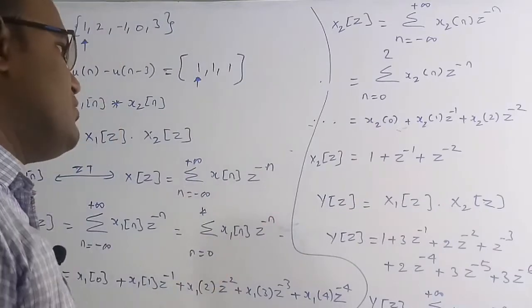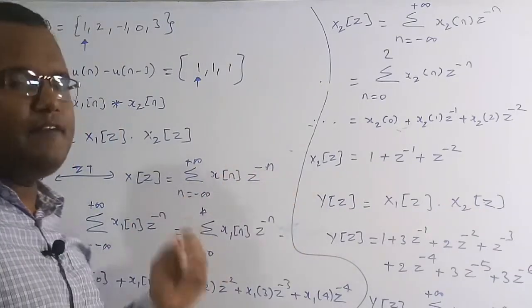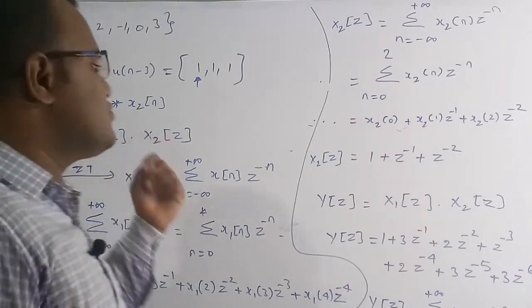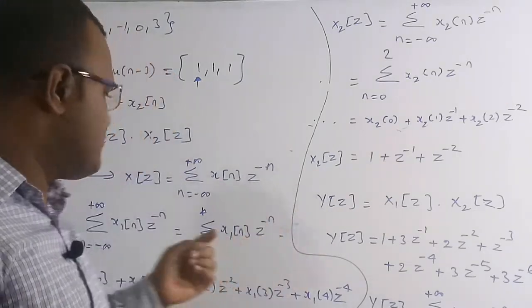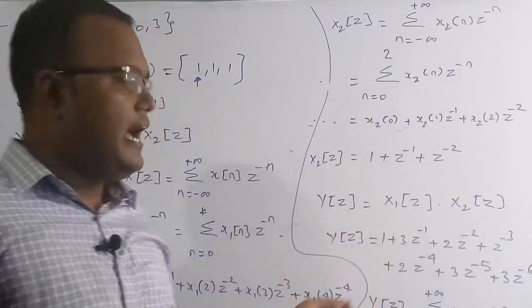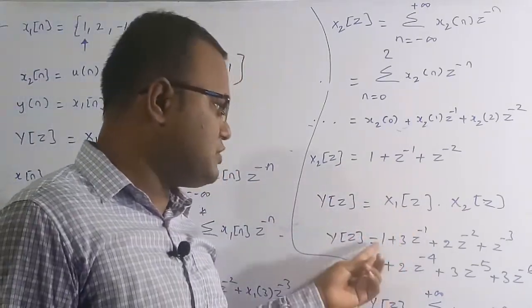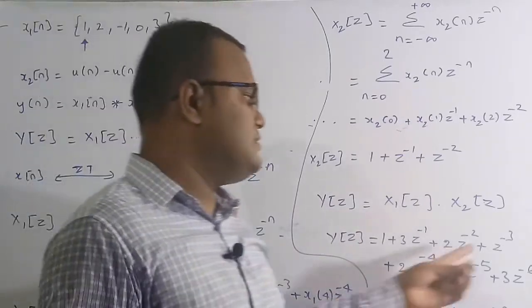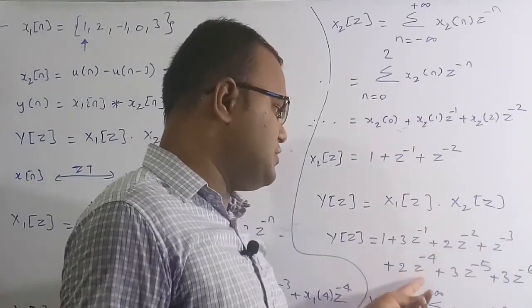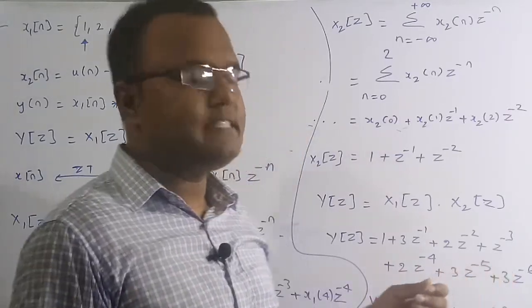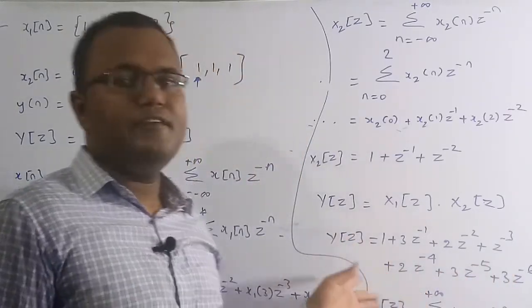We have figured out x1 of z and x2 of z, and now we have to do the multiplication, because y of z is equal to x1 of z into x2 of z. If you do the multiplication, finally we get this expression: 1 plus 3 z to the power of minus 1 plus 2 z to the power of minus 2 plus z to the power of minus 3 plus 2 z to the power of minus 4 plus 3 z to the power of minus 5 plus 3 z to the power of minus 6.